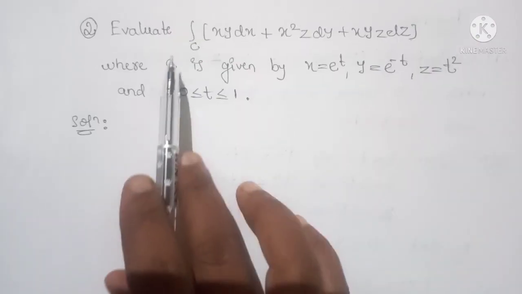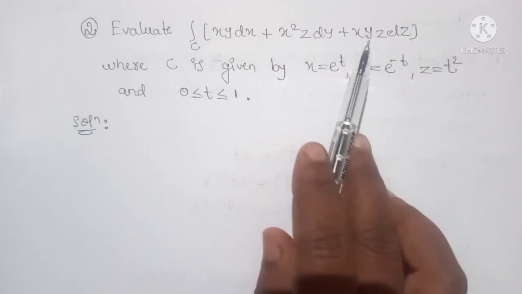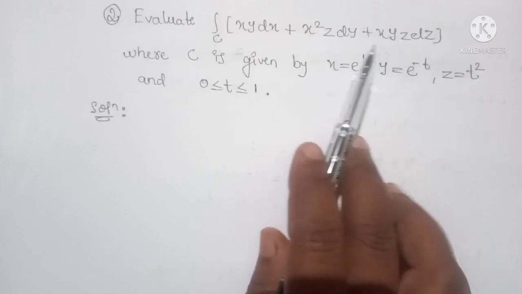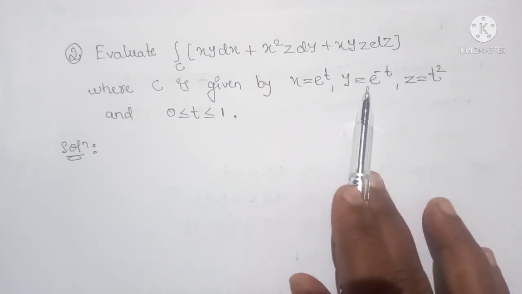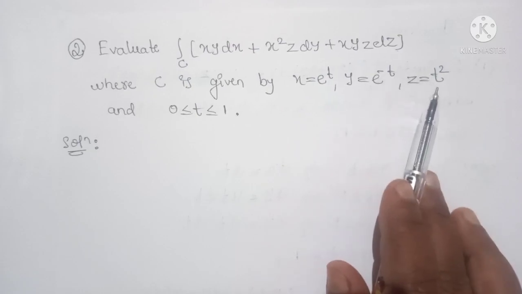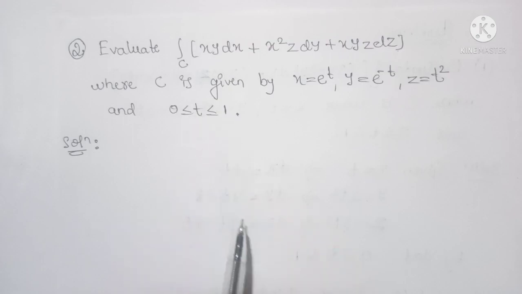Second problem: evaluate the integral over C of xy dx plus x square z dy plus xyz dz, where C is given by x equals e raised to t, y equals e raised to minus t, z equals t square, and 0 is less than or equal to t, which is less than or equal to 1.